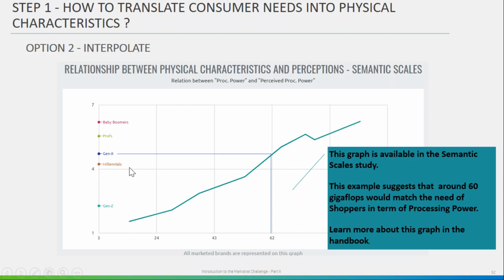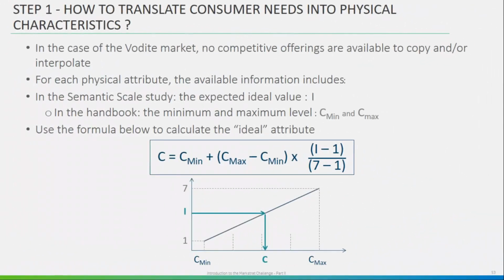So for processing power, a semantic value of 4 gives you an actual value of about 58, something like that. Okay. So you can do that. There is a place in the handbook where you can actually find a formula to convert this to this, but these tools help as well. Okay, here's the formula I just mentioned. Okay, especially in the Vodite market, you want to use that to determine kind of what the physical characteristics are that you need.